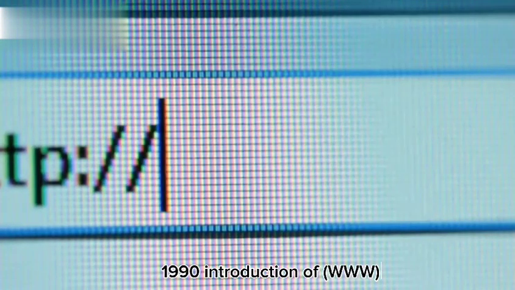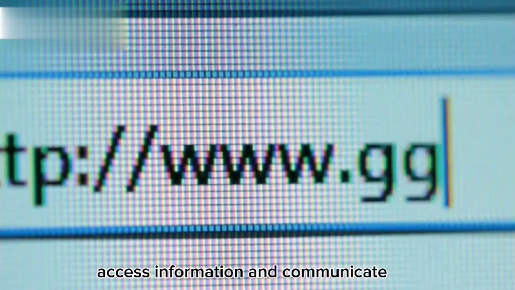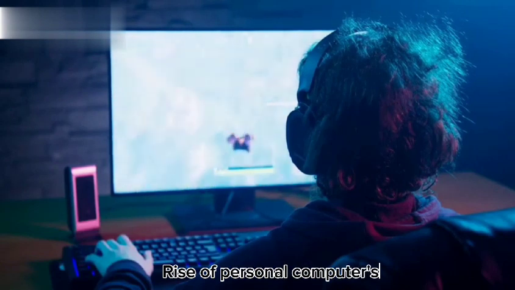The 1990s saw the introduction of the World Wide Web, which made it possible for people to access information and communicate with each other online. This was also the decade that saw the rise of the personal computer.